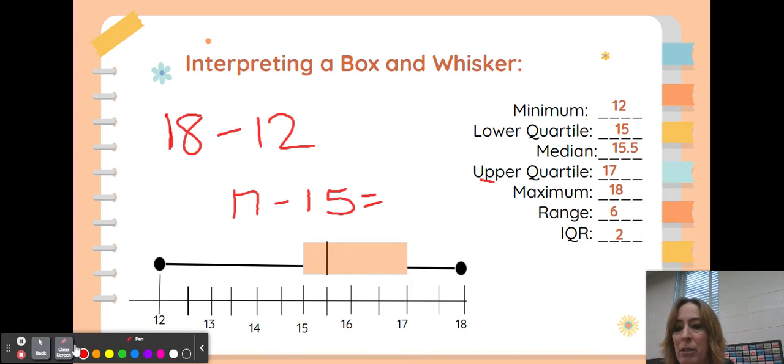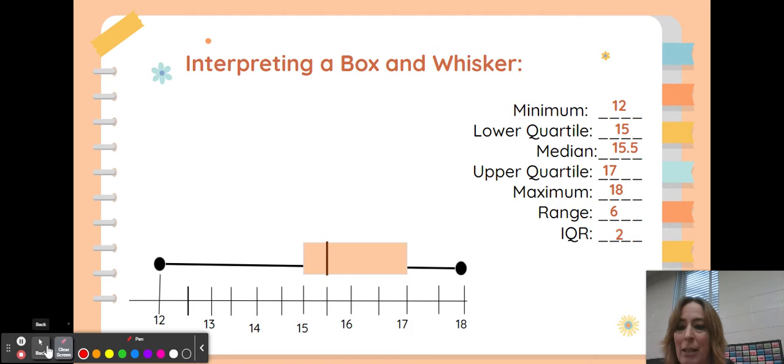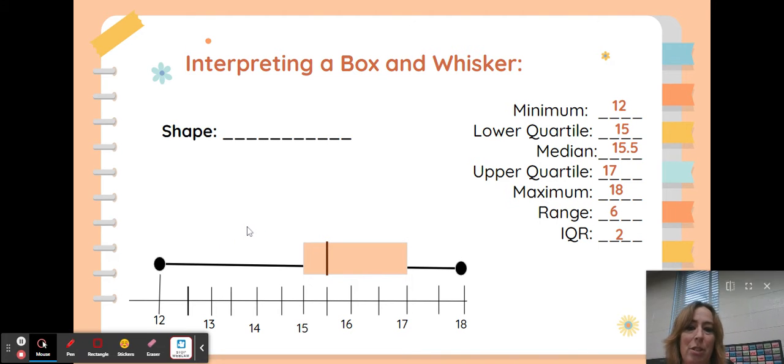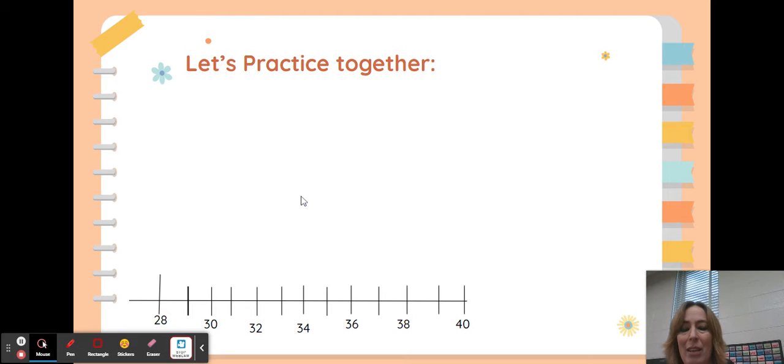Okay, I'm going to clear my screen real quick because I want to talk to you about the shape. Now, remember, if more is on this side, the tail would be on the other side. So always find the tail, which is our 12, and it will be skewed to the left. Good job. Okay, let's do another one.